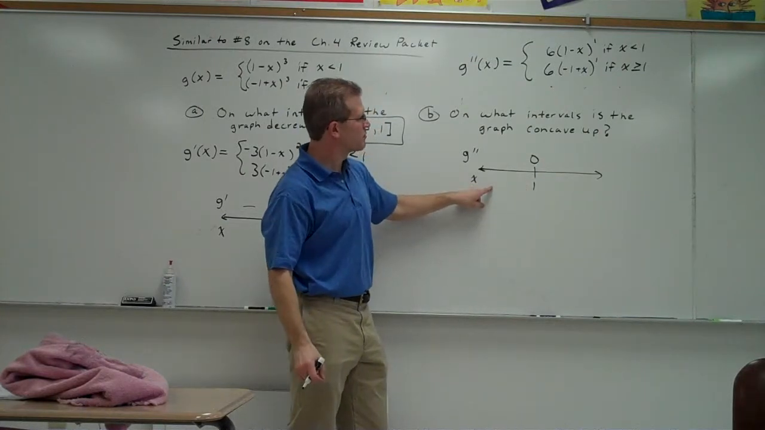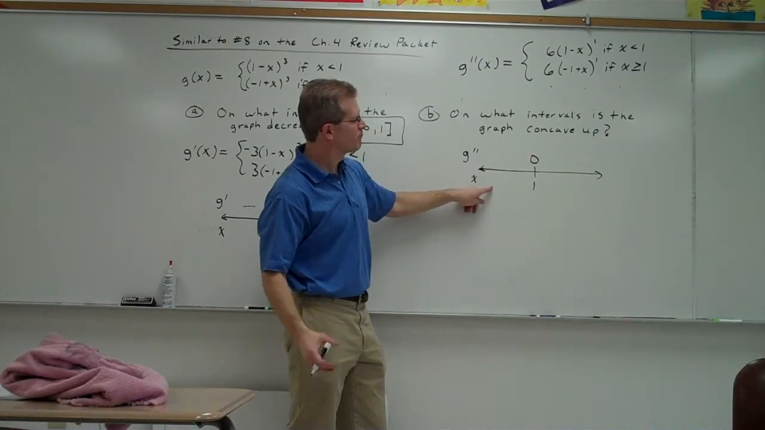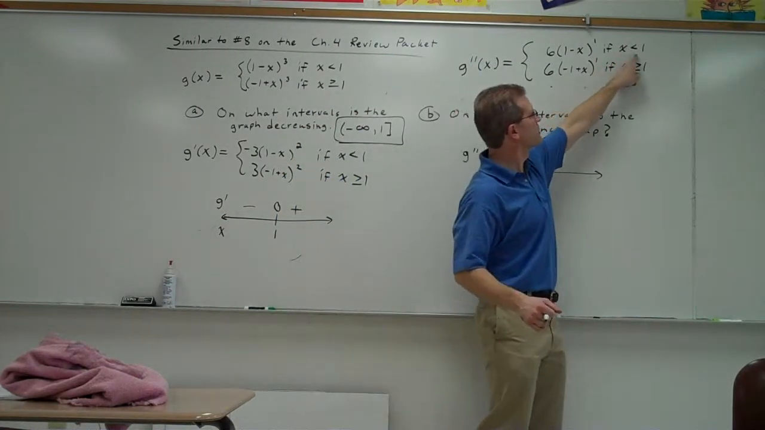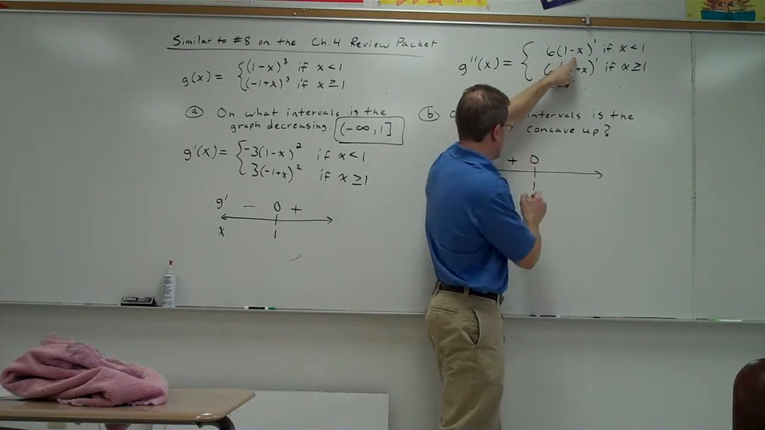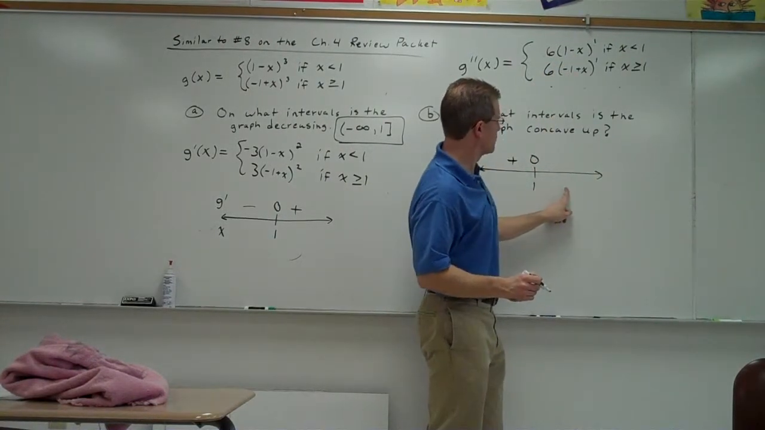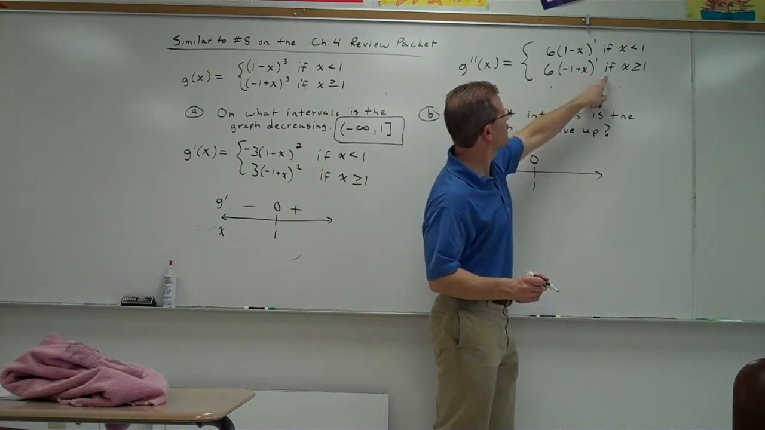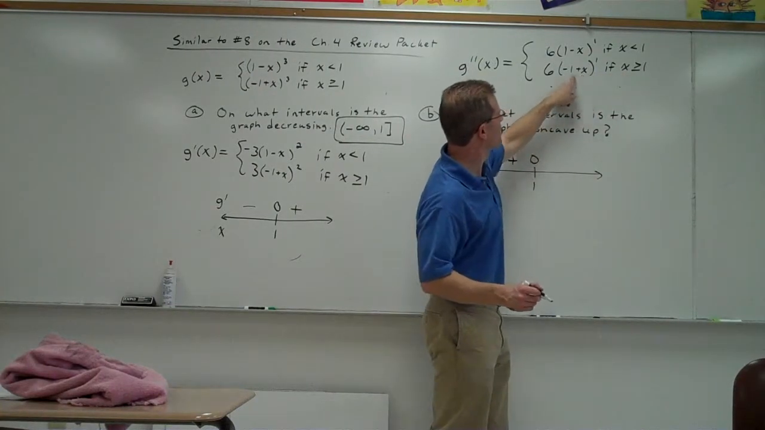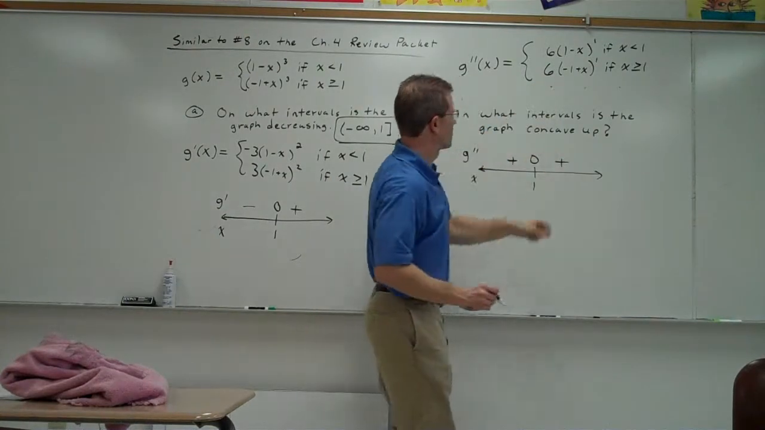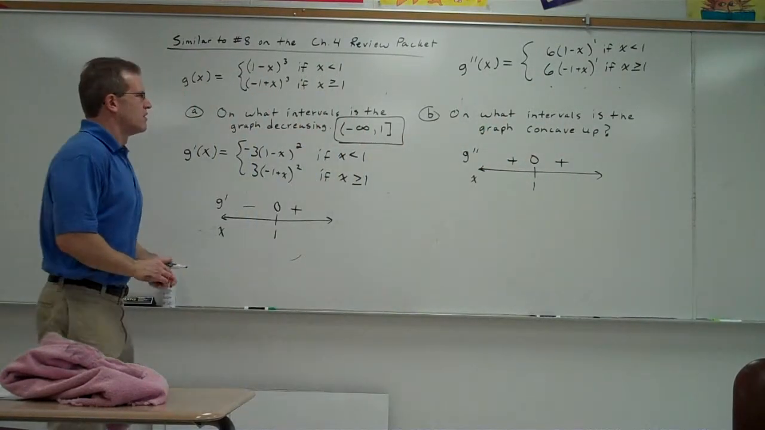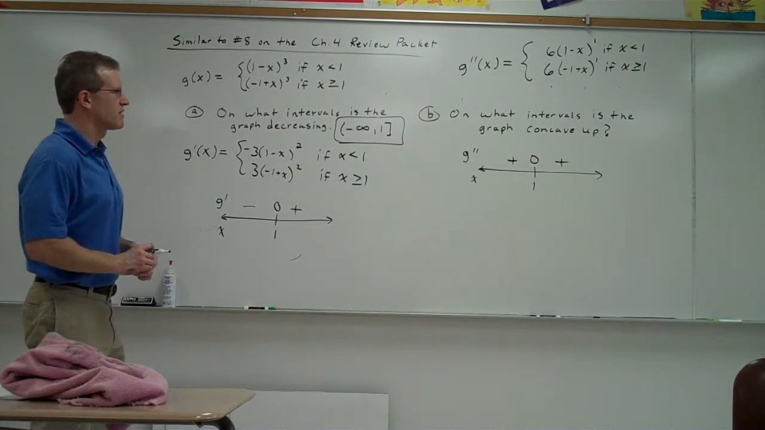Pick a number less than 1 to plug in the second derivative, like 0. 0 is less than 1, so we plug it in the top expression. What's that going to come out to? Positive 6. Yes, positive. Put a number bigger than 1 in, like 2 for x. That would be the bottom expression. Put a 2 in here, you get 1 times 6, positive. So on what interval is the graph concave up?